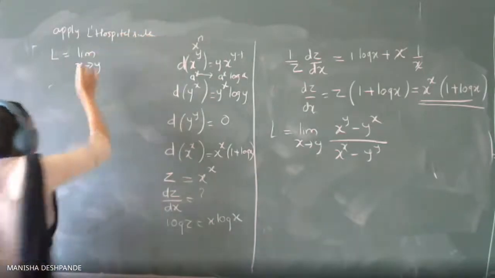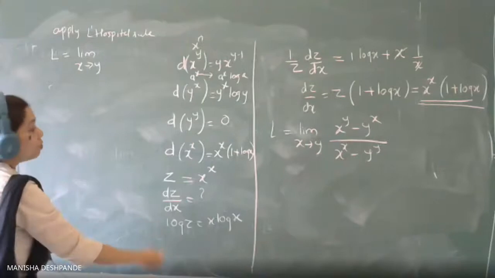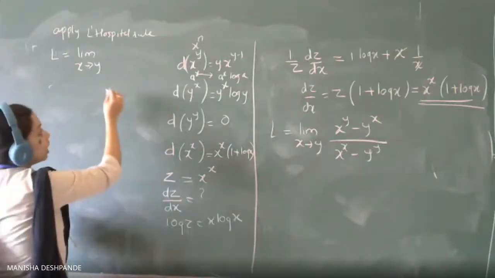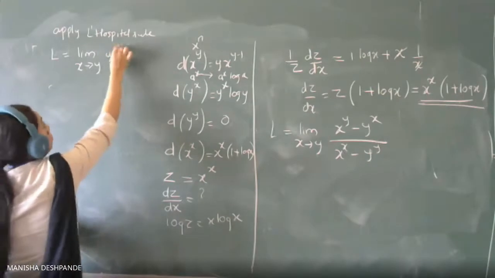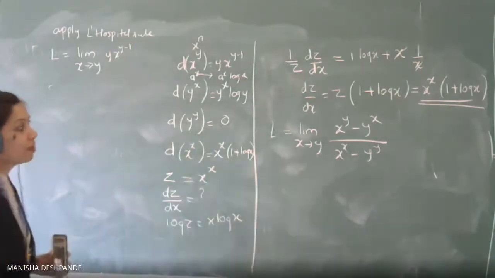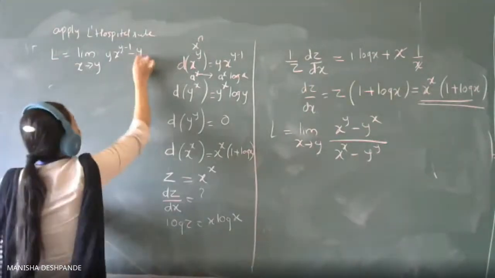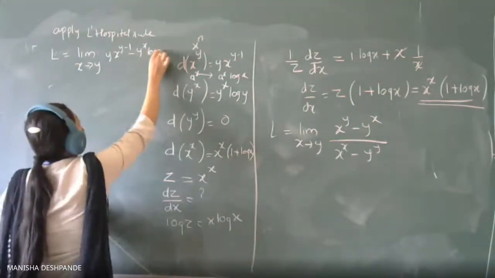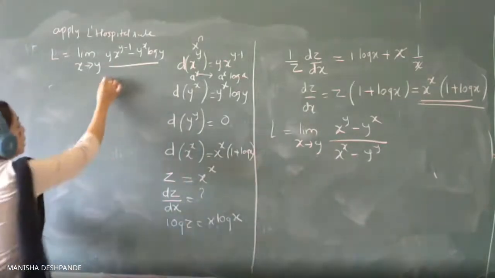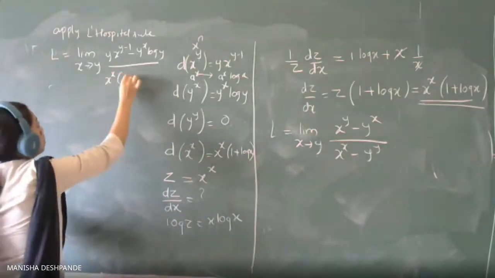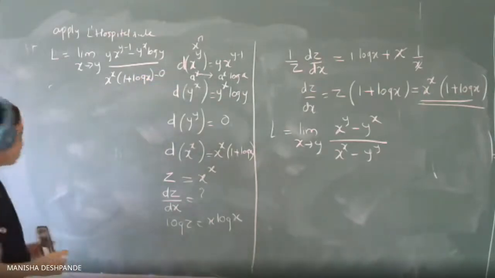What will this become? You have to take the derivative of the numerator. So I have written all the derivatives. What is the derivative of x raised to y? It is y times x raised to y minus 1. What is the derivative of y raised to x? It is y raised to x log of y. Divided by, what is the derivative of x raised to x? It is x raised to x into 1 plus log x. And the derivative of y raised to y is 0.